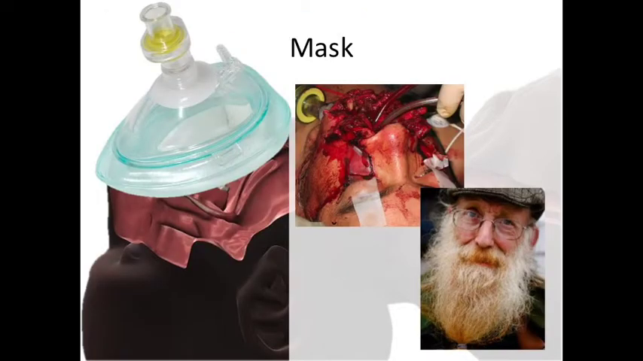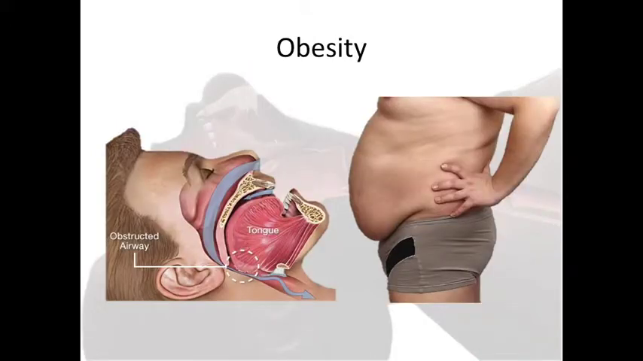So any severe trauma to the facial structures or any patient with a large beard, it may be hard to get a good mask seal on them. If anyone has done bag valve mask ventilations before, you know that the absolute most important part is getting a good mask seal. O is for obesity.